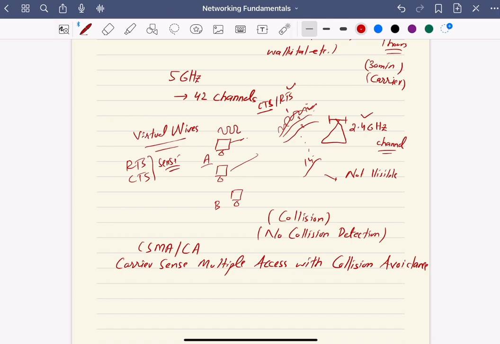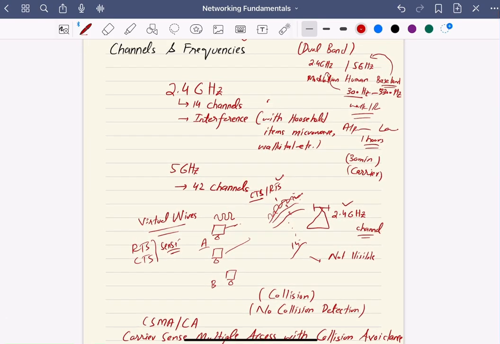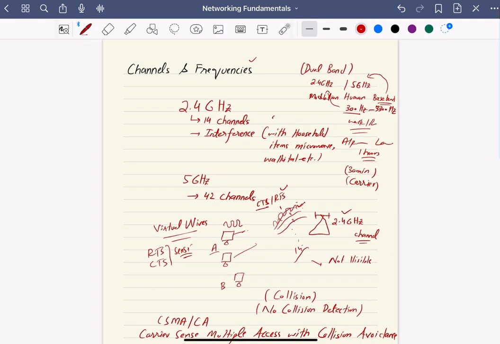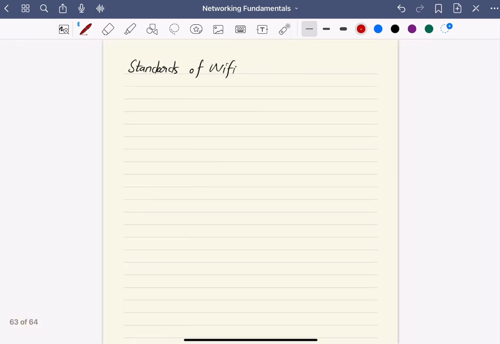Okay, so this is the way the channels or signals can be transmitted. Now there are different IEEE standards. The first standard was 802.11, basically called 802.11b, and in that standard the data rate was 11 Mbps. The frequency is 2.4 gigahertz.